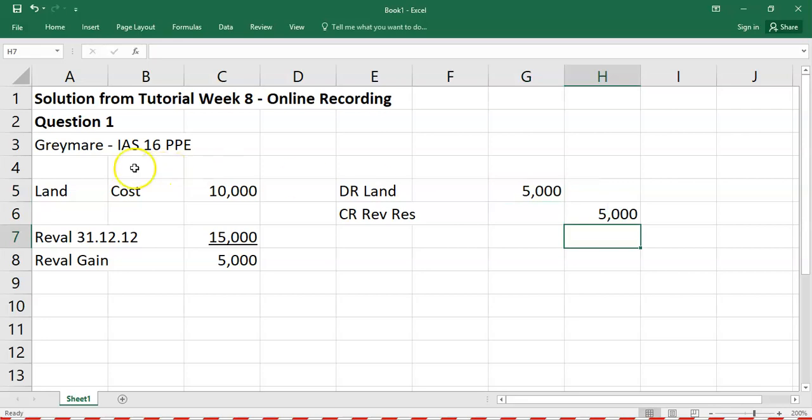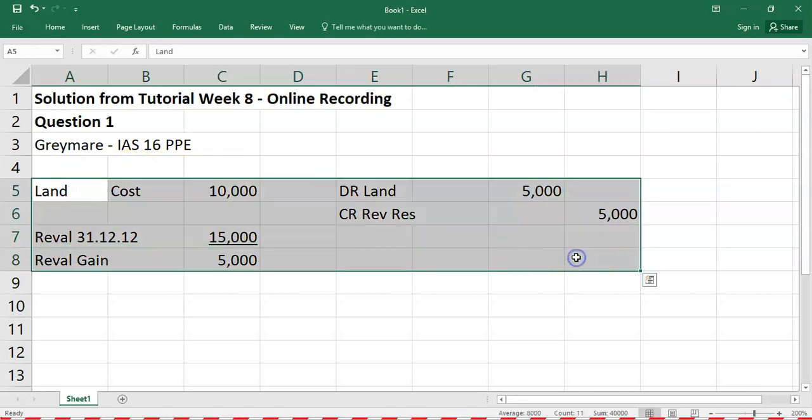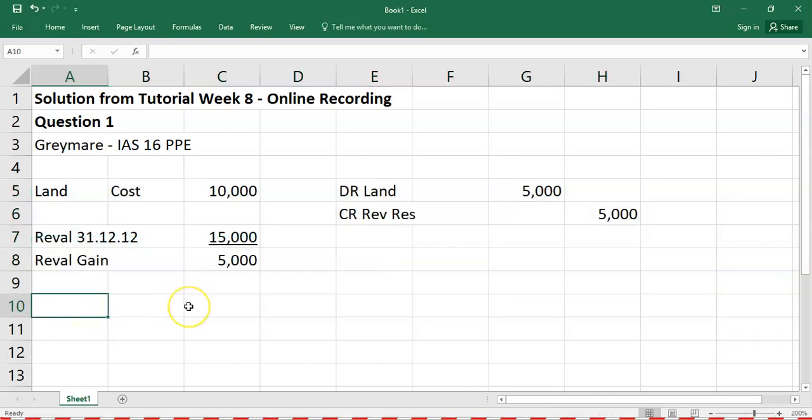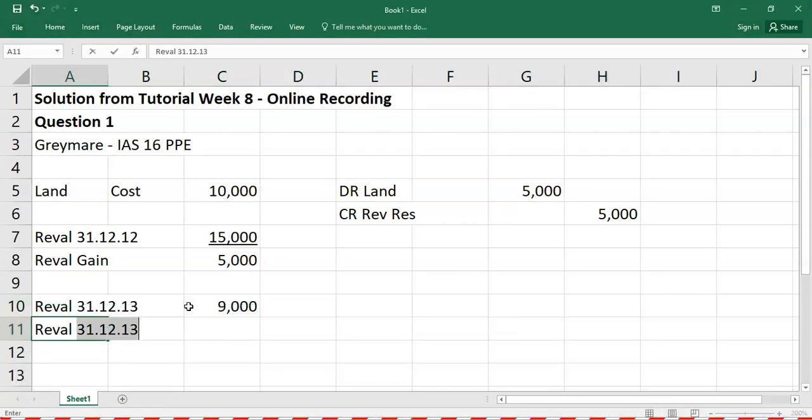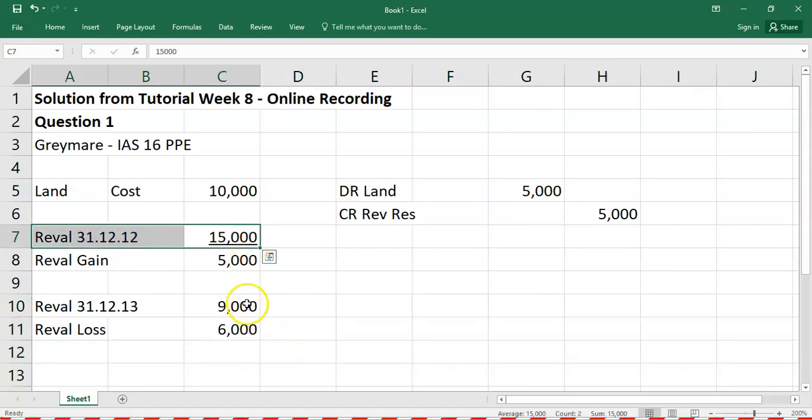Right, so that technically wasn't asked, but you do need to know what happened in previous years to be able to adjust this year. And you have to look at land and buildings separately because one has depreciation and one doesn't. So then in 2013, the revaluation at 31st December 2013 has gone down to 9,000. So that is a revaluation loss of 6,000. Just be careful now, you're going from the 15 down to the 9.